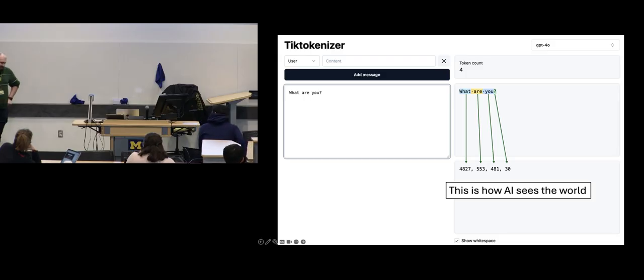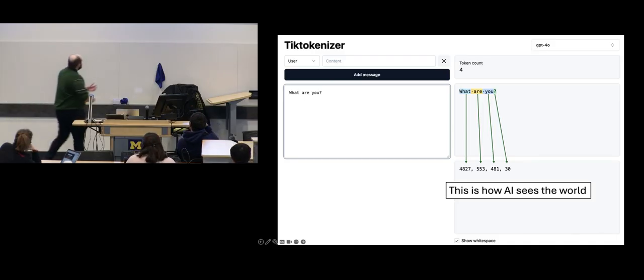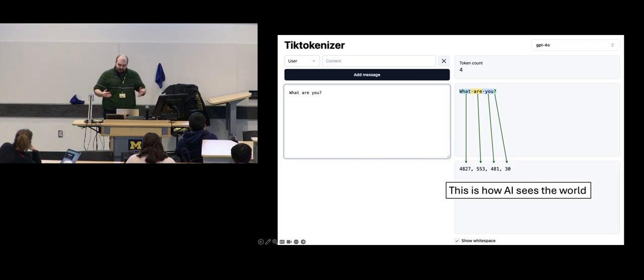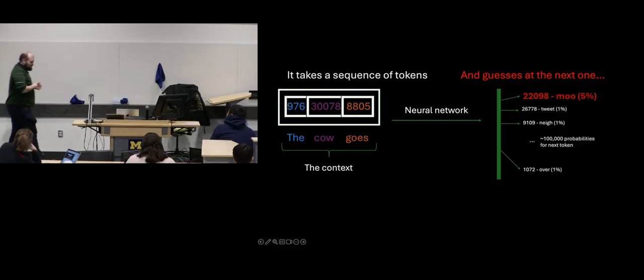When you are talking to ChatGPT or something similar, what you're doing is just exchanging a string of tokens. You take a turn writing tokens, it takes a turn writing tokens. You take a turn writing tokens, it takes a turn writing tokens. If you're generating an image, those are also tokens. And so it takes the sequence of tokens, maybe I say the cow goes, and it wants to complete it. So it takes that sequence of tokens and then it guesses the next one. So maybe the highest probability is that the cow goes moo.